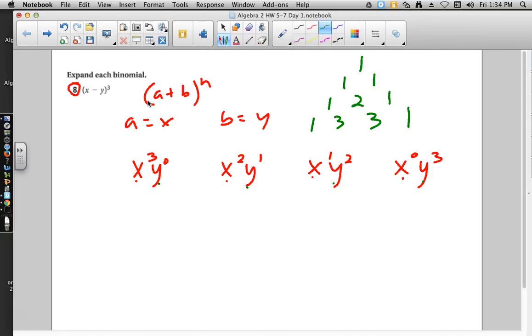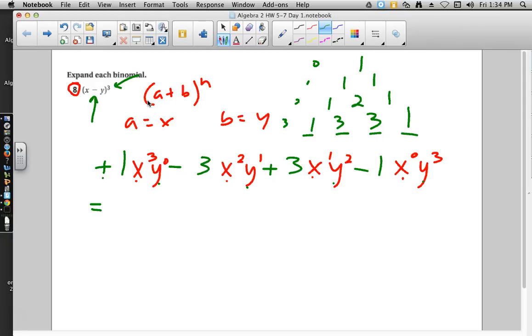And since we're looking for the third row, since we have third power, this is row 0, row 1, row 2, and row 3. We need the 1, 3, 3, 1. And then we have to put a sign in between each one of these terms. And since this is subtraction, it's going to oscillate positive, negative, positive, negative. And then we go ahead and simplify.